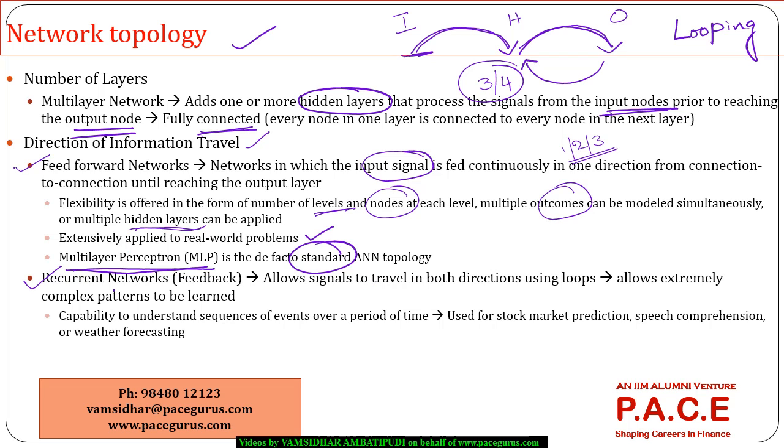Whereas when it comes to feedback networks or recurrent networks, there is a possibility that the signal can loop here itself, or travel backwards after some time, or loop with a time delay. Any of these can happen. So the signal can travel in both directions. There is a looping that gets created in case of feedback networks.